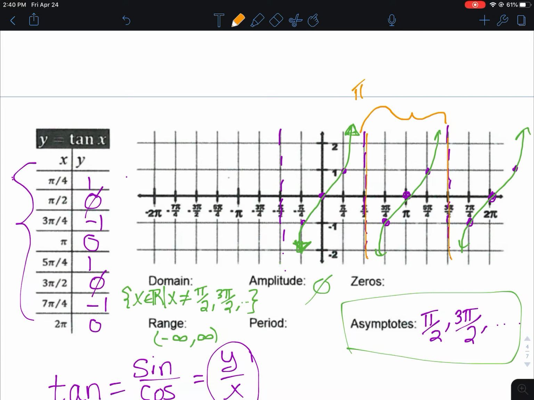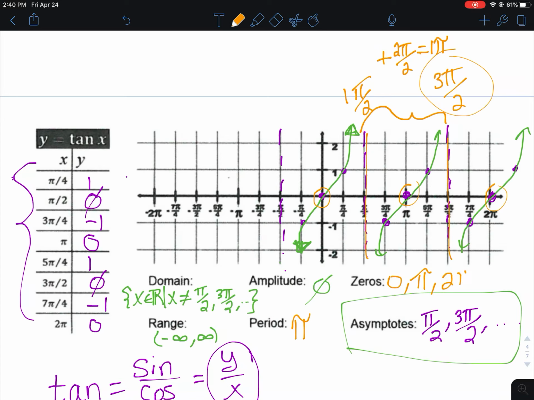Well, it goes from pi over 2 to 3 pi over 2, right? So think about what they are adding from pi over 2 to get to 3 pi over 2. Well, this is 1 pi over 2, so they had to add 2 pi over 2, or 1 pi, to get to 3 pi over 2. So our period here is 1 pi instead of 2 pi. That's the big difference with tangents versus the other types of functions. And then your zeros, well, we have one at 0, pi, 2 pi, etc.